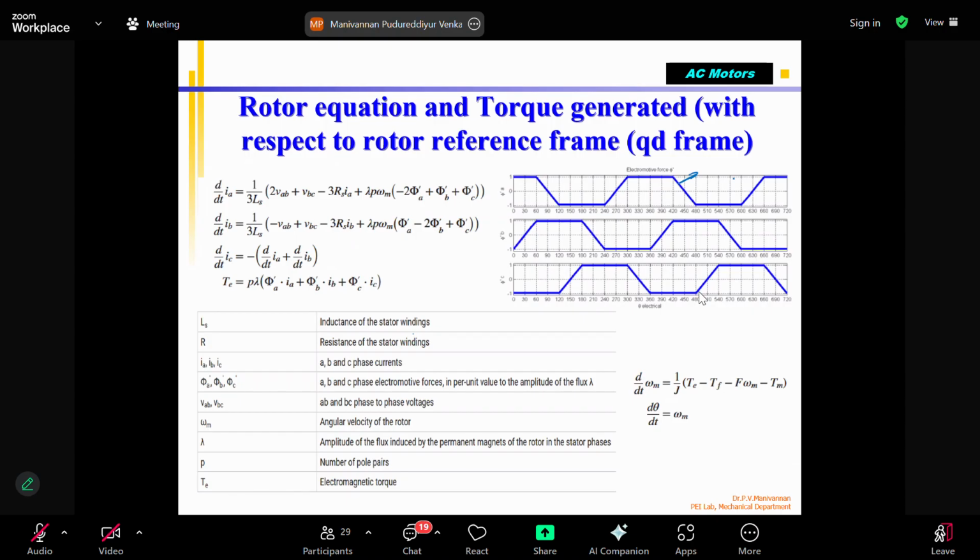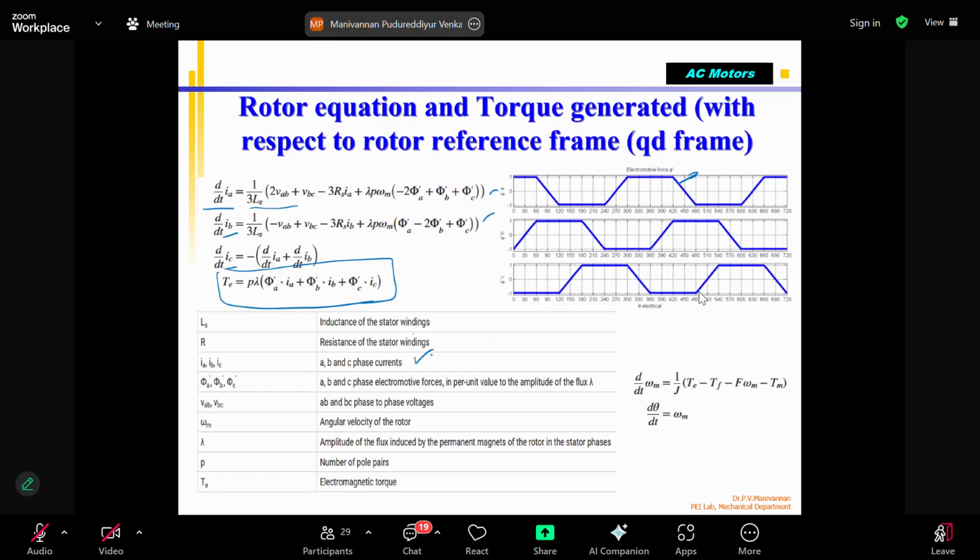So for the induced voltage, again you have the equation. Note down the equation in the d by dt of IA, the rate of change of current in IA, IB, and IC. It will be written like this. The torque equation is this. Where the parameters are explained.